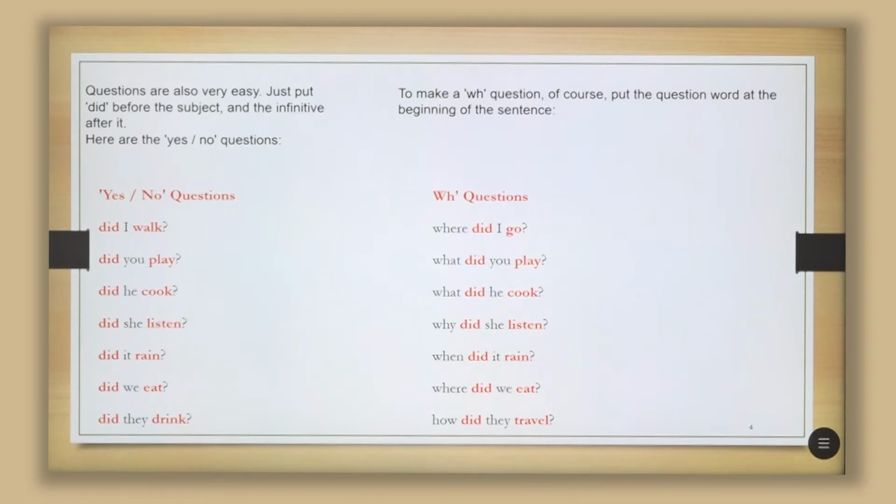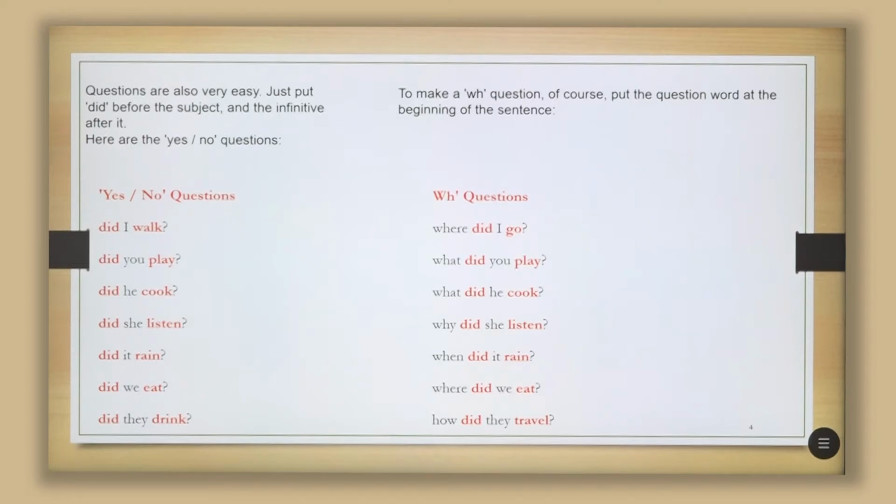Question form. Questions are also very easy in past simple. You just put did before the subject and the infinitive after it. Here are the yes-no questions. So if someone asks you, did I walk or did you walk? You can answer shortly like yes, I did or no, I didn't. So, did you play? Did he cook? Did she listen? Did it rain? Did we eat? Did they drink?